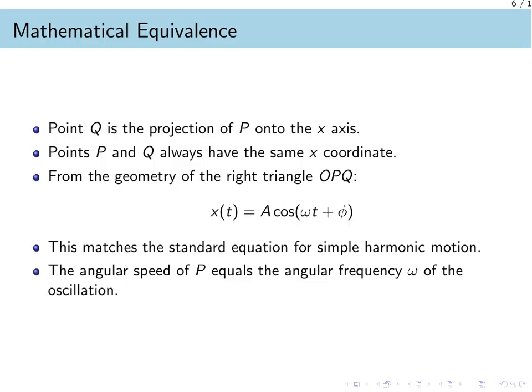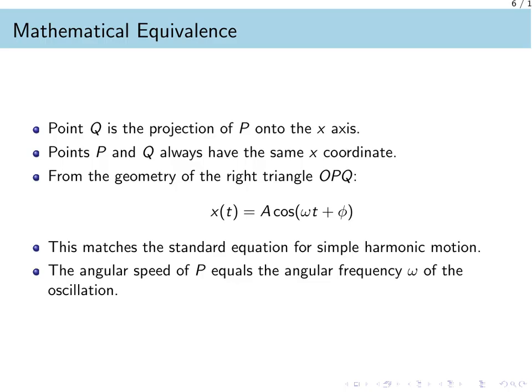By using the geometry of a right triangle formed by the origin, the particle P, and its projection Q, we can find the exact position of the shadow at any moment. The horizontal coordinate x as a function of time is equal to the radius a multiplied by the cosine of the total angle, which is omega times t plus phi. This expression is identical to the standard equation for simple harmonic motion.